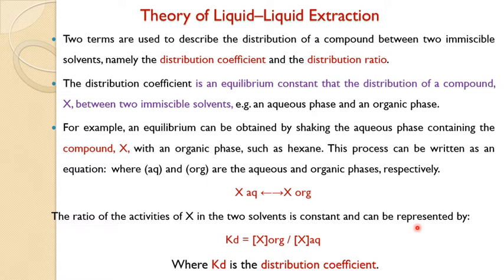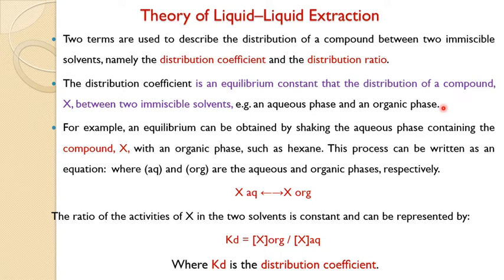In the theory, two terms are used to describe the distribution of a compound between two immiscible solvents, namely the distribution coefficient and distribution ratio. So what is meant by the distribution coefficient? It is an equilibrium constant for the distribution of a compound X between two immiscible solvents, for example aqueous phase and organic phase.